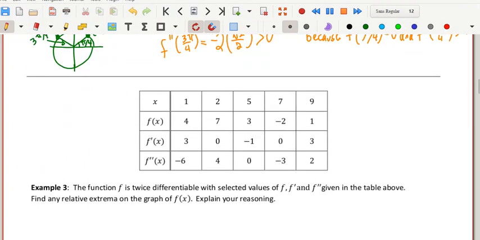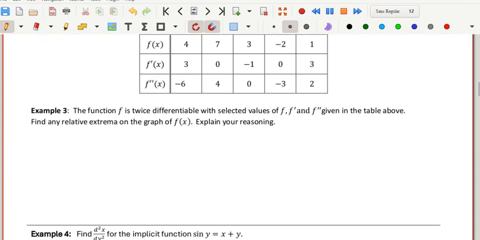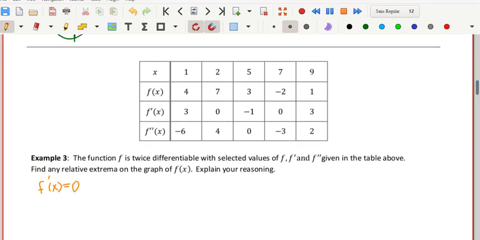All right, sweet. All right, example 3. Let's look at a table. This one should actually be relatively simple. There's nothing to do. The function f is twice differentiable with selected values of f, f prime, and f double prime in the table above. Find any relative extrema on the graph of f of x. Explain your reasoning. Same process, different feel. First thing I need to know to find relative extrema of f of x is when does f prime of x equal 0? No factoring, no derivatives needed. When does f prime of x equal 0? Yeah, 2 and 7. I scrolled off of it. Yep, 2 and 7.